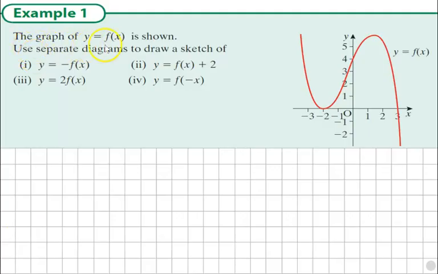The graph of y is equal to f of x is shown. Use separate diagrams to draw a sketch of y is equal to minus f of x, y is equal to f of x plus 2, y is equal to 2 f of x, and y is equal to f of minus x. So again, here we have a cubic function because it's a sideways S.